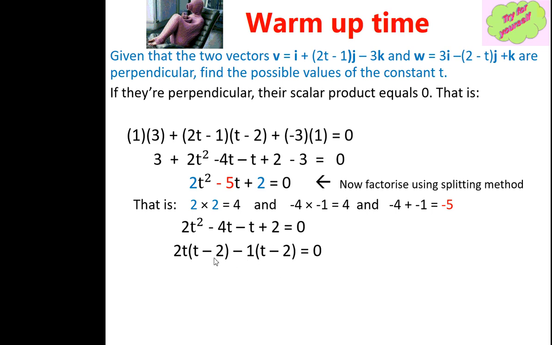So one of the brackets is t minus 2, and the remainders make up the other bracket. And then separately solve them. If t minus 2 equals 0, t must equal 2. If 2t minus 1 equals 0, 2t equals 1, and then t equals 1 over 2. That's how you get those two values.